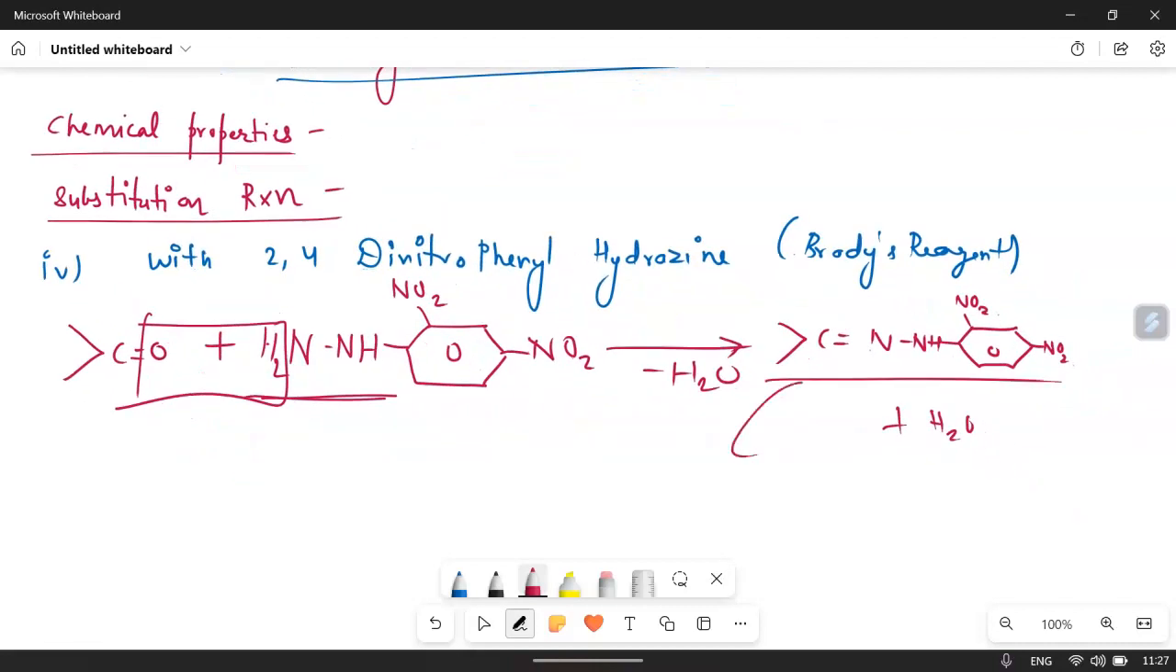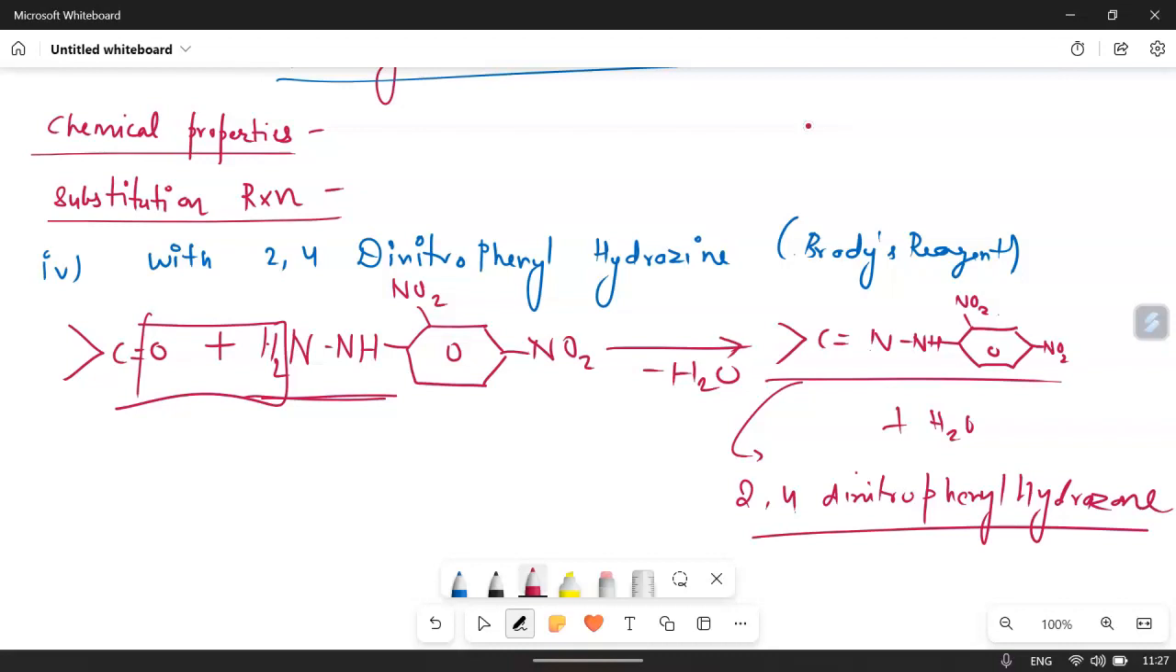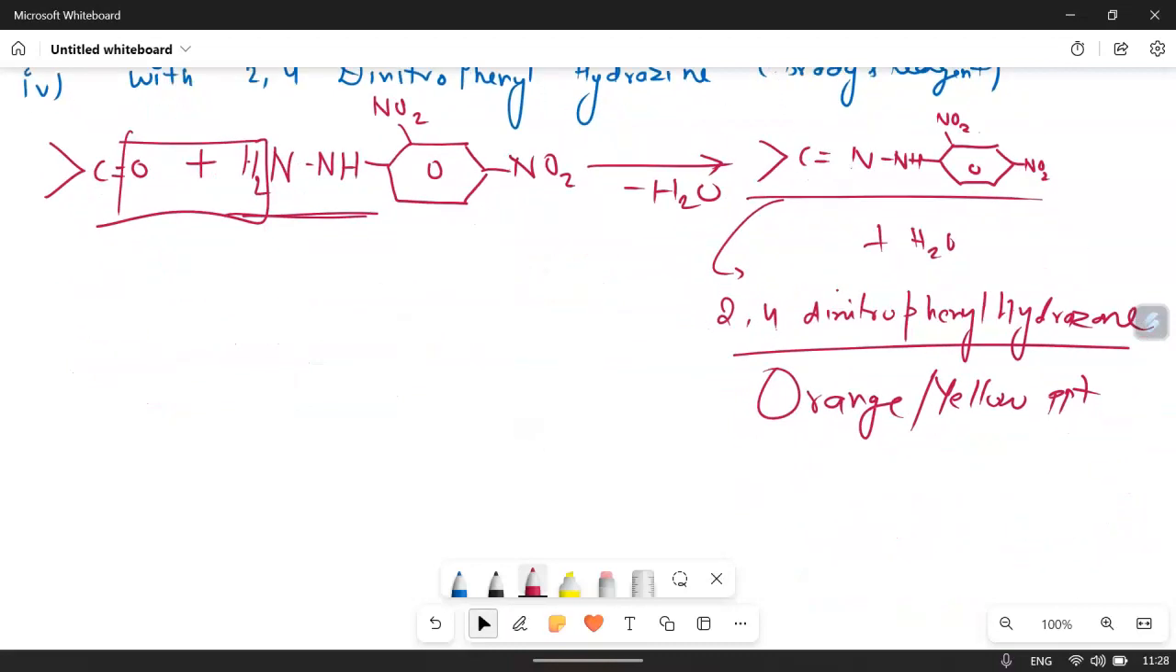What is the name of this compound? 2,4 dinitrophenylhydrazones. हाइड्रोजन से क्या बनता है? हाइड्राजोन. You can remember that, or its PPT is orange color or yellow color PPT. So this is a very crucial method and we call it substitution reactions.